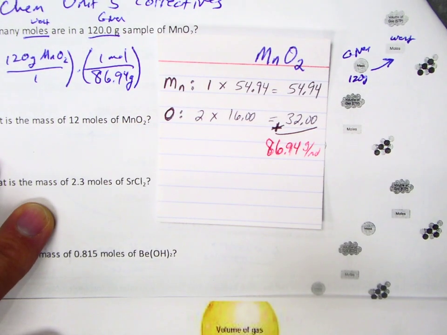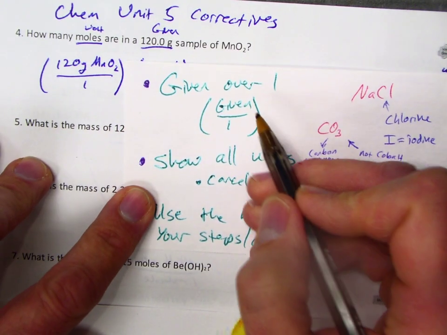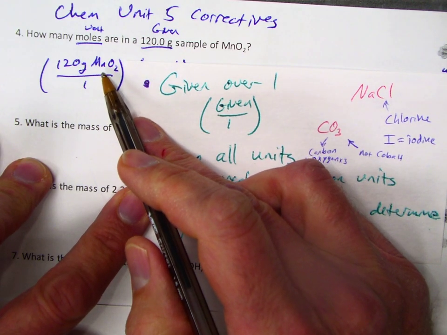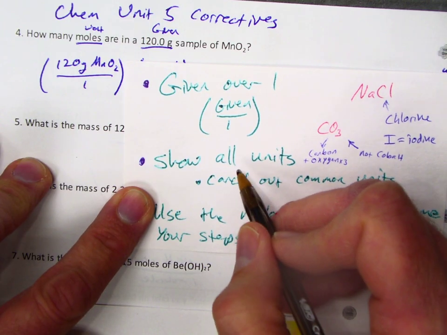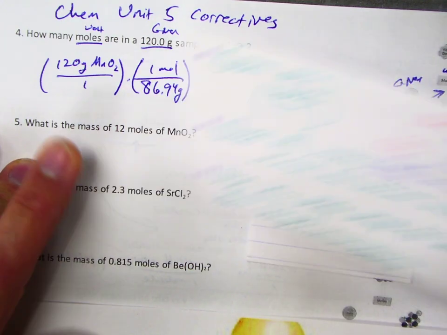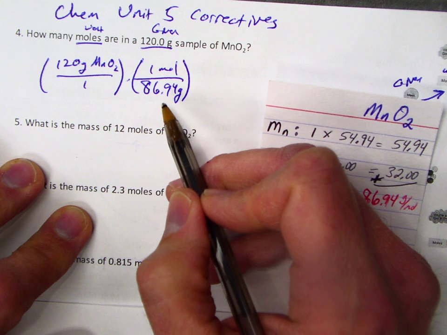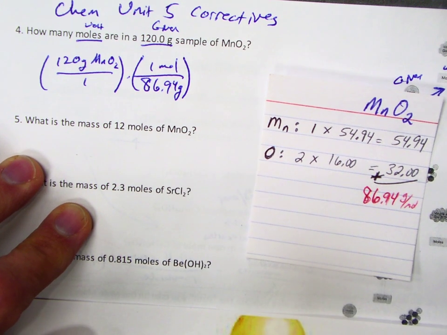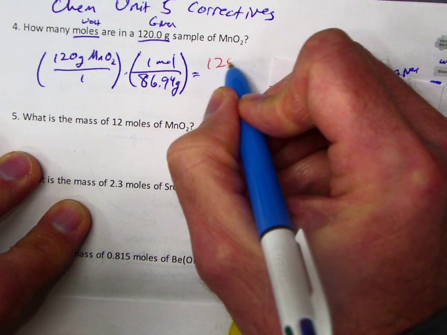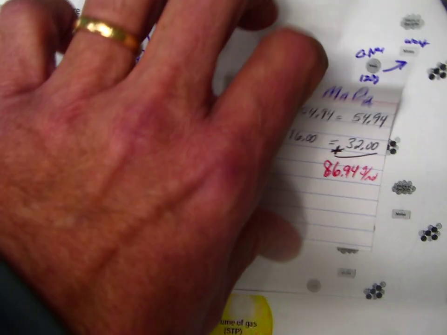Now keep in mind, as we're doing this, we're going to set up using the exact same process every time. We always start with our given over 1. We're given 120 grams of MnO2, so we're going to put that over 1. Secondly, we want to make sure that we show all of the units and cancel out any common units. So we're trying to solve for moles, so we're going to put grams on top and grams on bottom so they can cancel out. And then finally, we can do the math. Multiply across the top, multiply across the bottom, and divide. 120 over 86.94, and that will give us our answer.